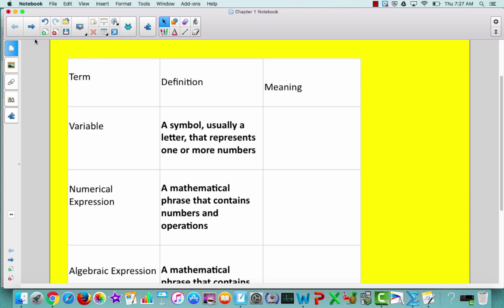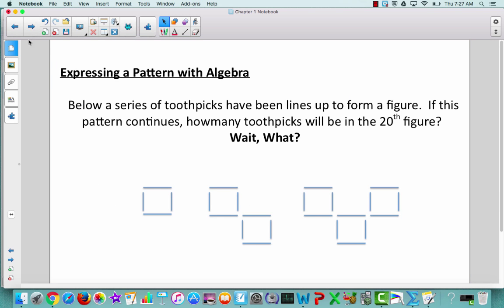All right, but we're going to start by talking about patterns with algebra. Okay, so sometimes we can express patterns using what we know about algebra. So for example, if we look at the first example, it says below are a series of toothpicks, and forgive my picture, but we've got these toothpicks. They've been lined up to form a figure. If the pattern continues, how many toothpicks will be in the 20th figure?